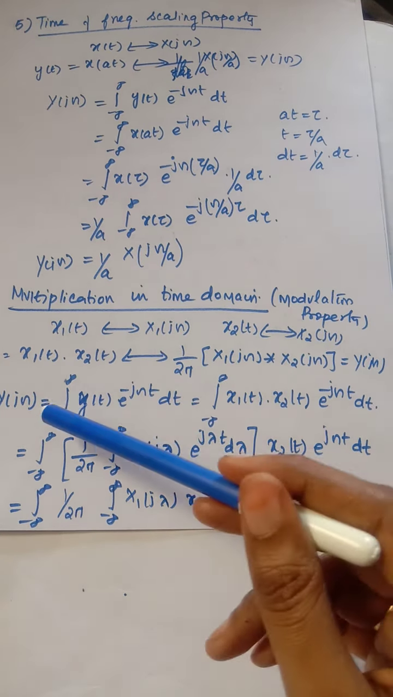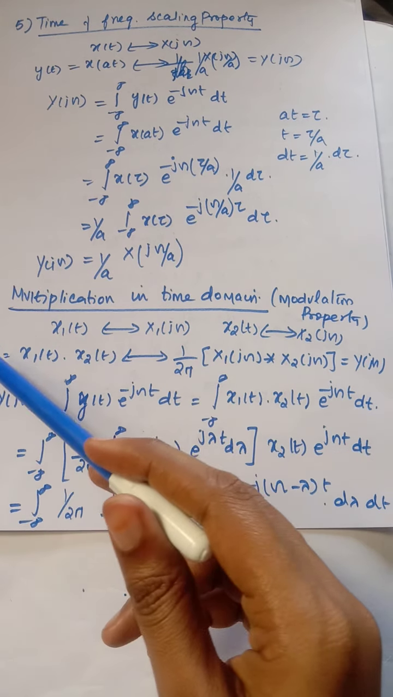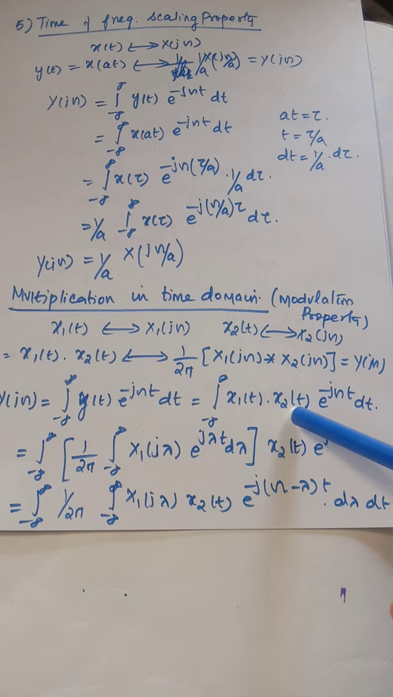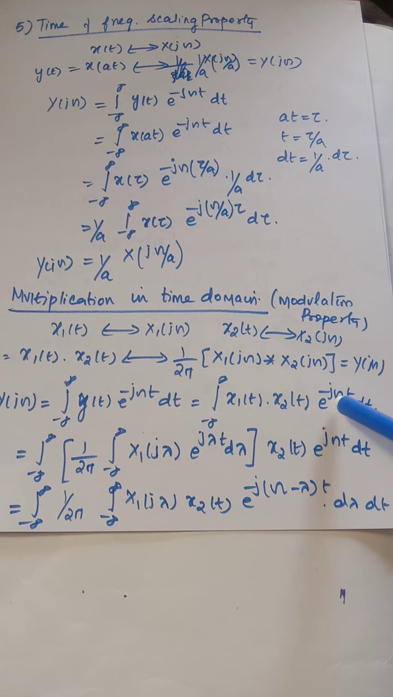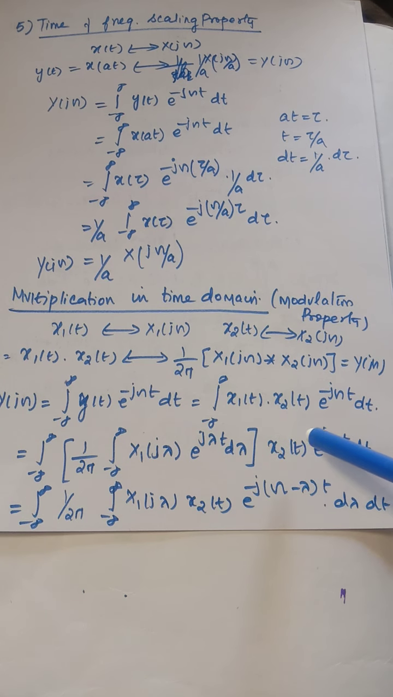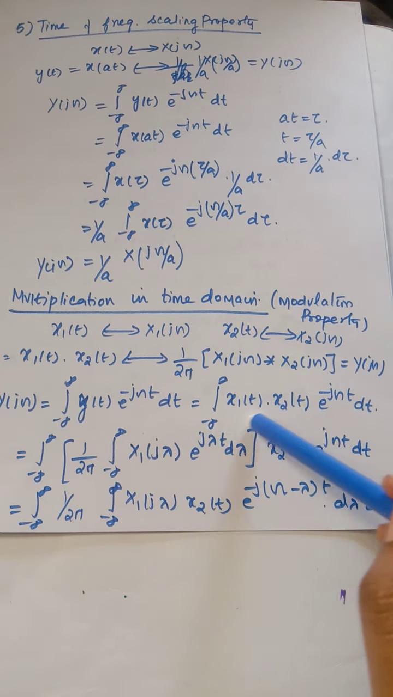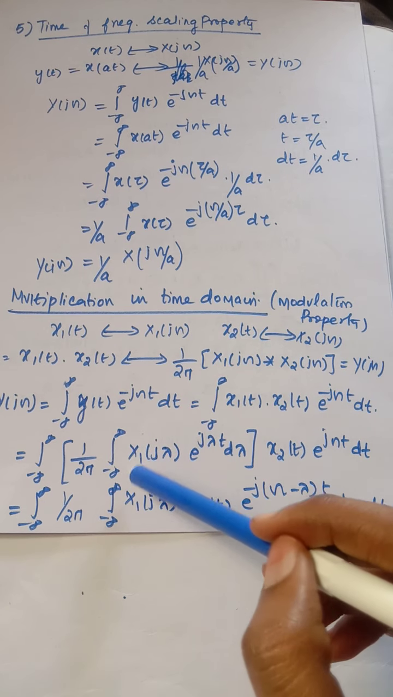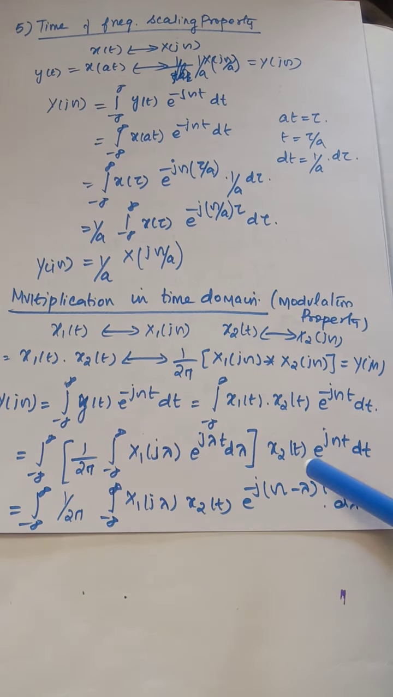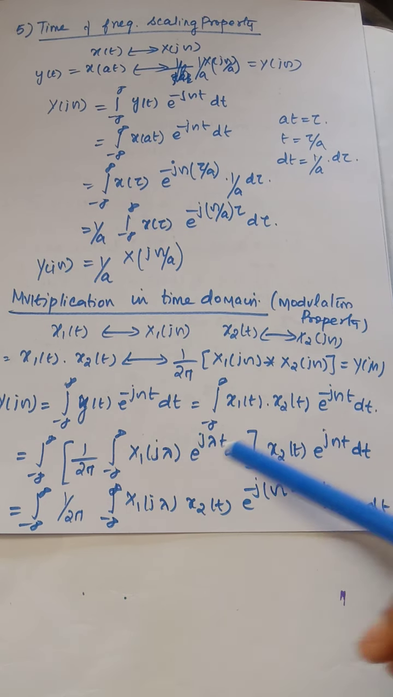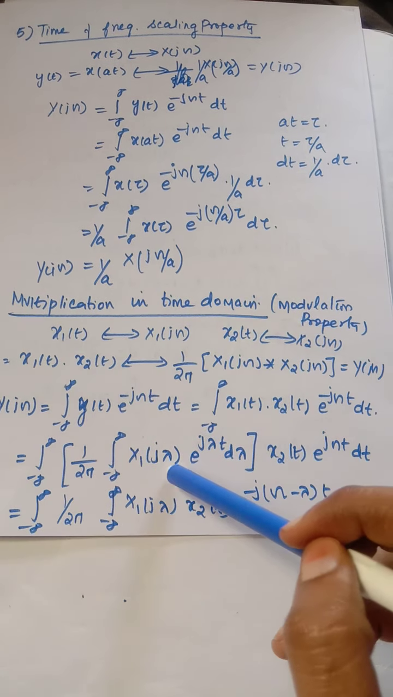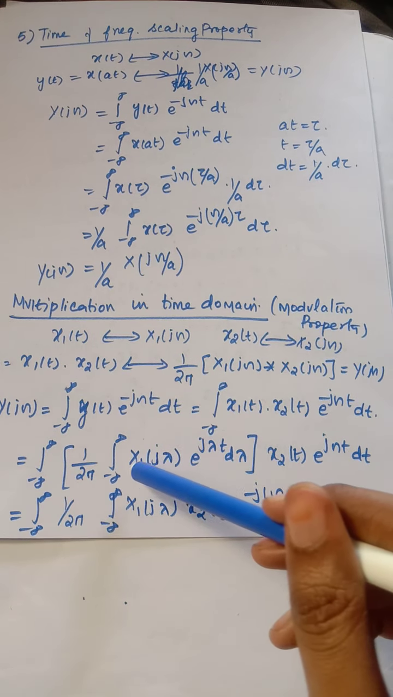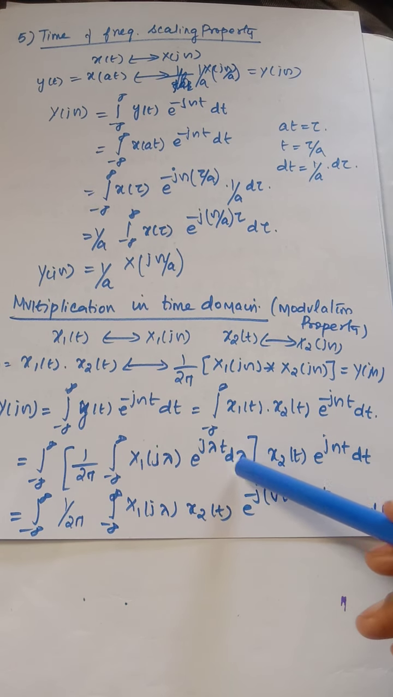So here y of j ohm is equal to integral minus infinity to infinity y of t e power minus j ohm t dt. So y of t is nothing but x1 of t into x2 of t, substituting in this equation. Then for x1 of t I am going to substitute the formula. The x of t formula is 1 by 2 pi integral minus infinity to infinity x1 of j ohm. Already you have ohm here, so you will get confused. So I am going to take an ohm which is equivalent to lambda. Here lambda is also a frequency component, x1 of j lambda e power j lambda t d lambda.